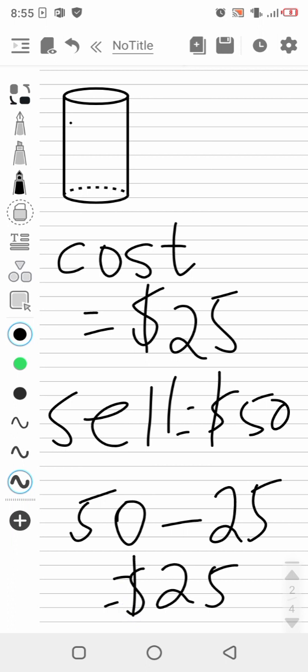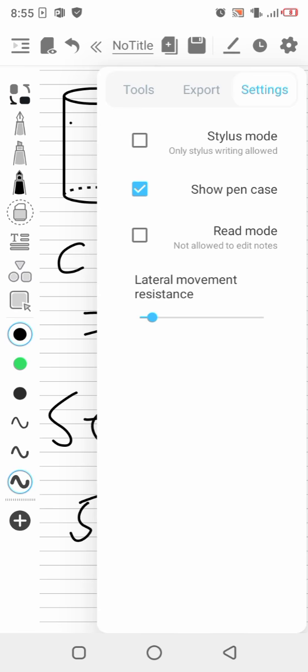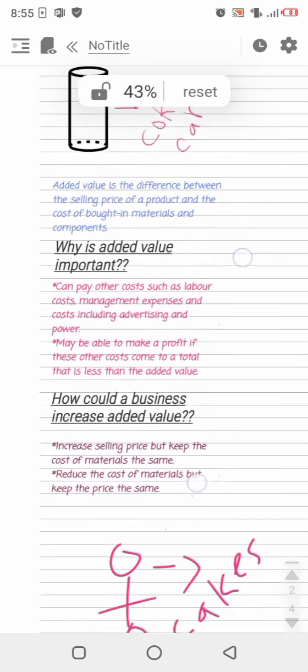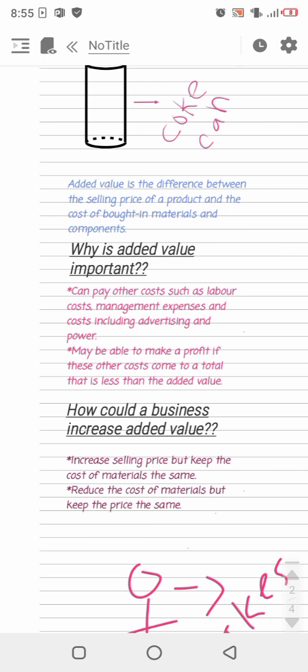So say I had a business of making cupcakes. My cost is $30 per box. A box has 6 cupcakes, for example. My cost of producing 6 cupcakes is $30, and I'm selling these cupcakes for $90. So the added value is $60, which is the difference between the selling price of the product and the cost of bought materials and components. My added value is $60 because the selling price of the product is $90 and the cost of bought materials and components for my box of cupcakes was $30.